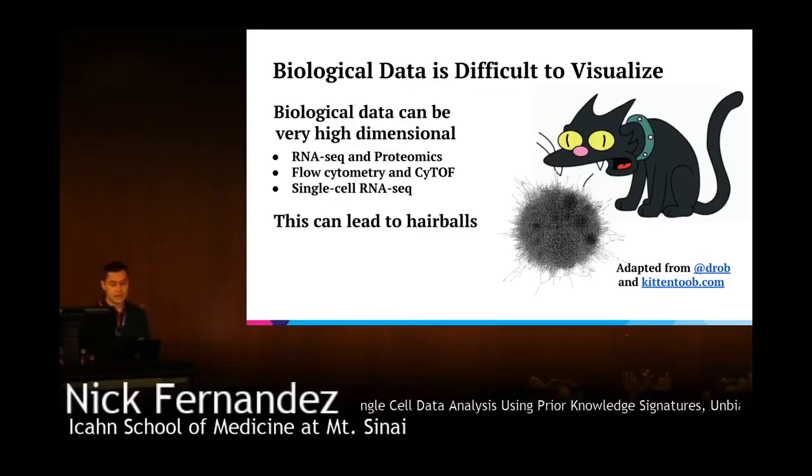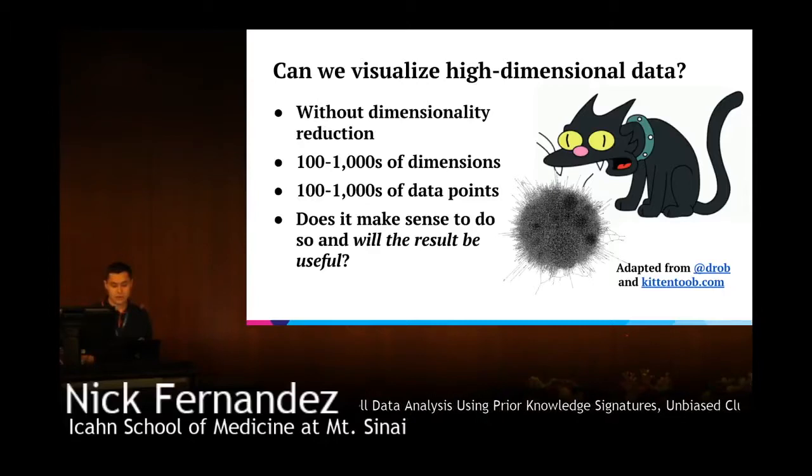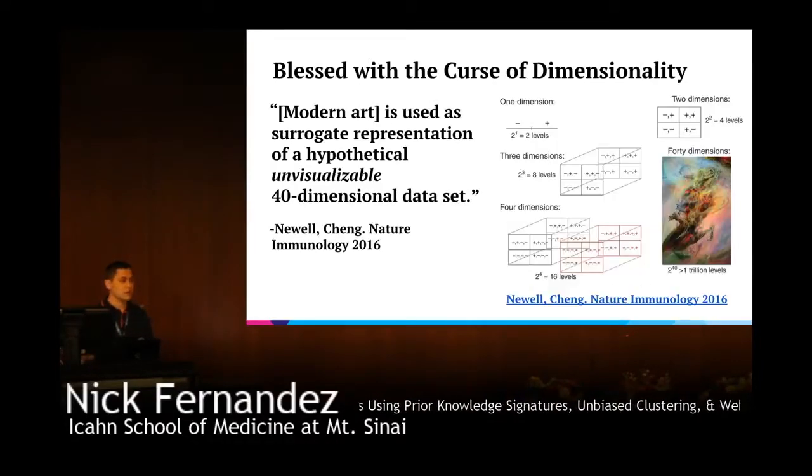And in a recent paper from Nature Immunology in 2016, they were discussing how the field is being blessed with the so-called curse of dimensionality. The curse of dimensionality refers to many things, but one of them is the exponential increase in state space of a system when you add more dimensions to it.